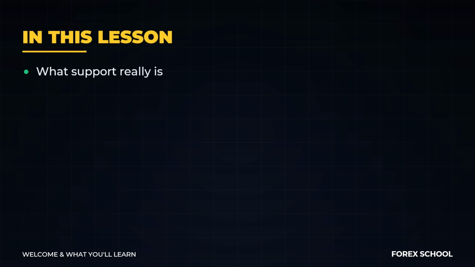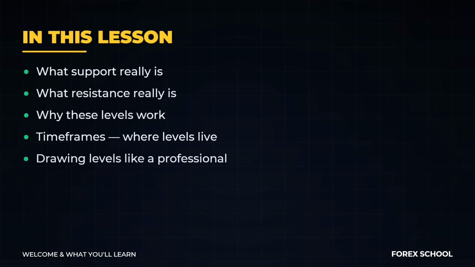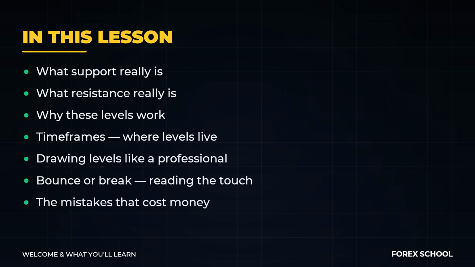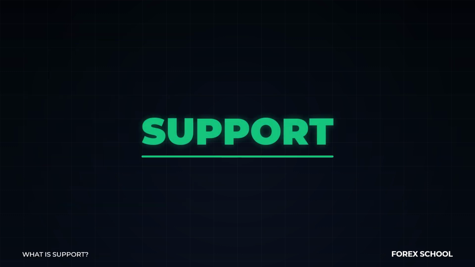Here's the roadmap. We'll define support, then resistance. We'll dig into why these levels actually work, the real order flow behind them. We'll cover which timeframes your levels should come from, because that single choice separates clean charts from cluttered ones. Then the practical core, how to draw levels properly, how to read a bounce versus a break, and finally the mistakes that cost new traders the most money. Everything is taught on real chart structure, so you can apply it the moment we finish. Let's start at the foundation.